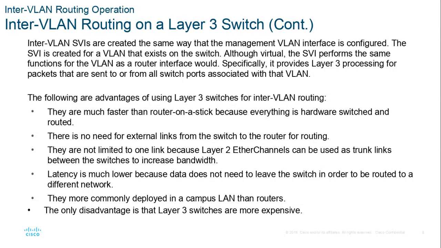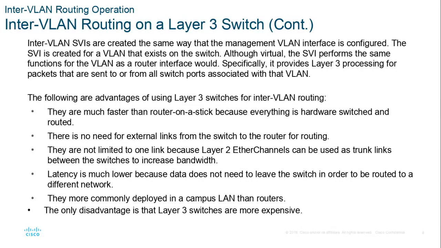We're not limited to one link because layer 2 EtherChannels can be used. We haven't talked about EtherChannels yet. That's coming up in a later chapter. EtherChannel is a method of, say, combining 4 or 5 optic cables together that are 10 gig each and getting a 40 gigabit channel. So the latency, the delay, is lower because the data doesn't have to flow out of the switch to a router and then flow back to the switch again.